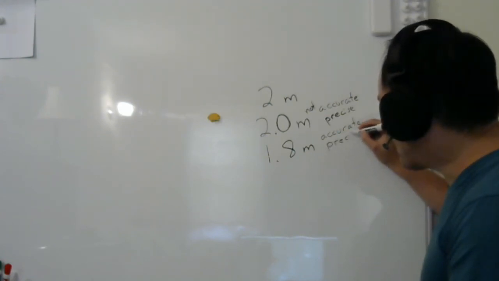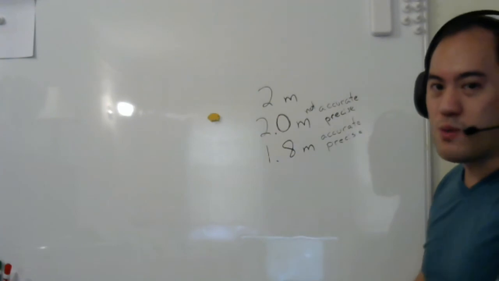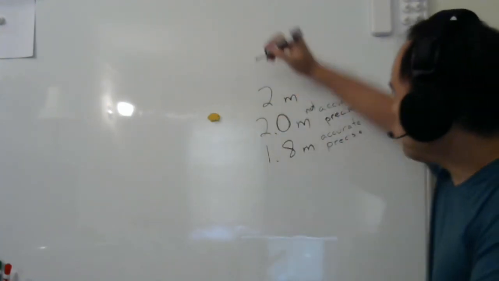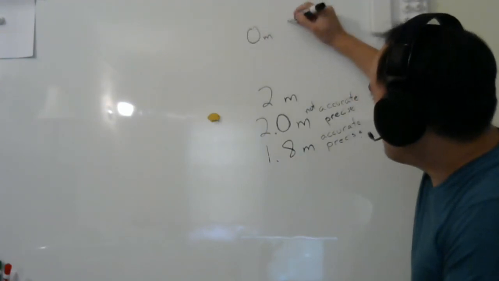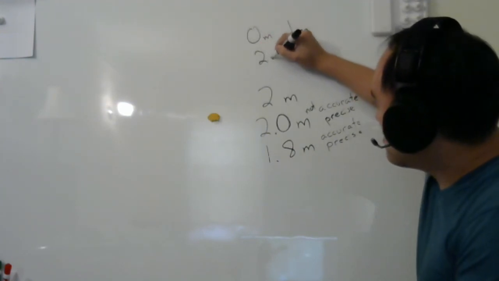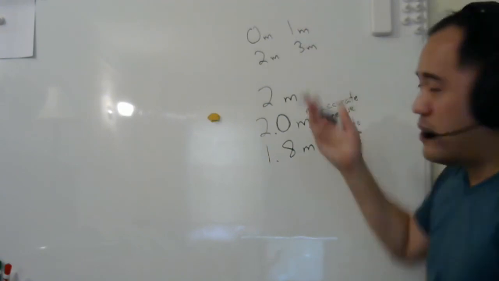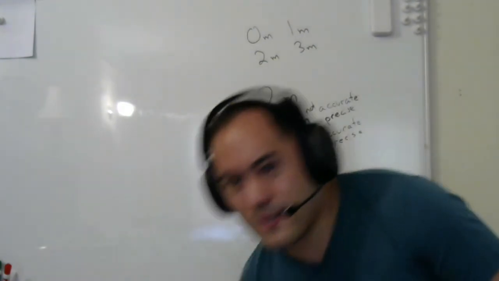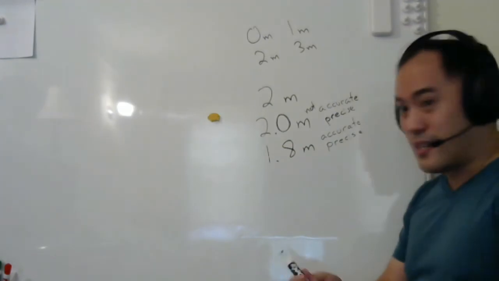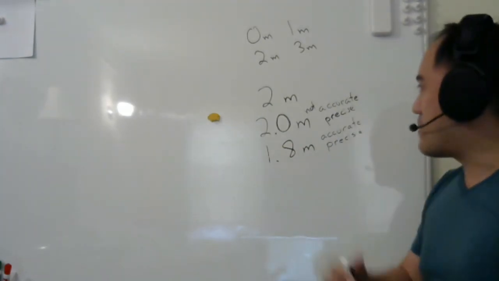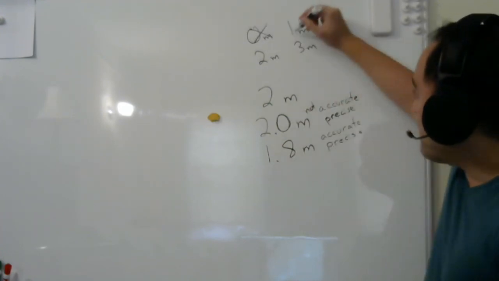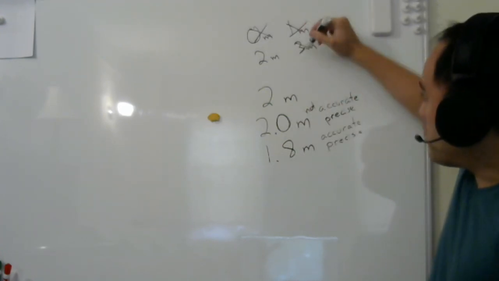But if I want to be super sneaky, I'll just say, oh, I'm 2 meters tall, because this only has one sig fig. If I measure myself, I could say I'm 0 meters tall, 1 meter, 2 meters, or 3 meters. Well, none of them are right, but 2 meters is the best answer. 2 meters, you guys should know because we learned about meters, is closest to my height. 0 meters, obviously I'm not 0 meters tall. 1 meter is pretty short. Most people are not 3 meters tall.